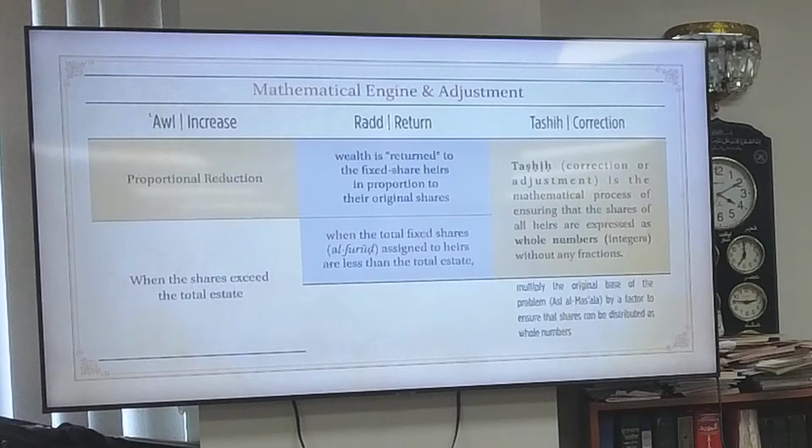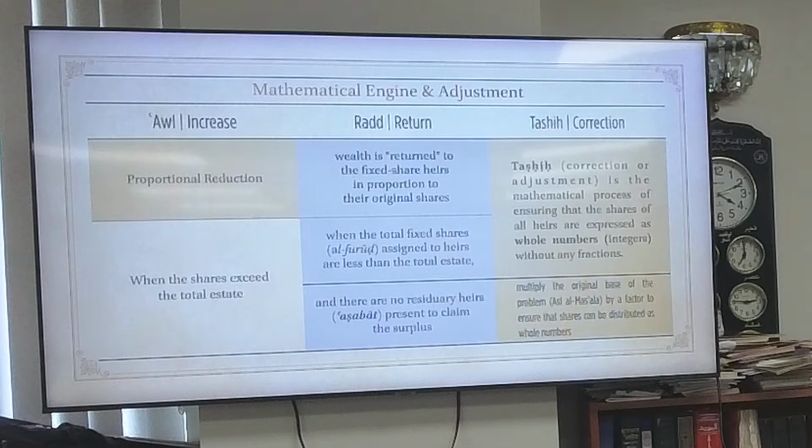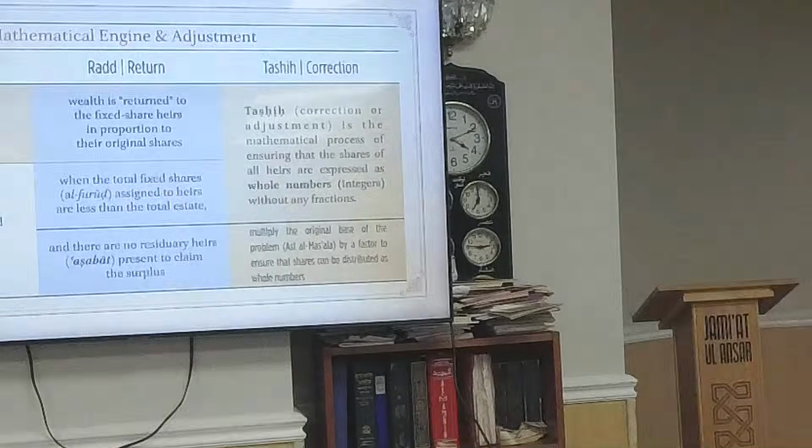Rad, or return, is when the total fixed shares assigned to heirs are less than the estate, and there's a surplus. What do we do? Then you return those to ashab al-furud, and there are no residue heirs present to claim the surplus. So rad is the opposite of awl. Awl occurs when the shares exceed the total estate. Rad occurs when the shares are less than the total estate and there's absence of residue. And tasheeh, we want to make sure that we give people an exact number, not decimal points.